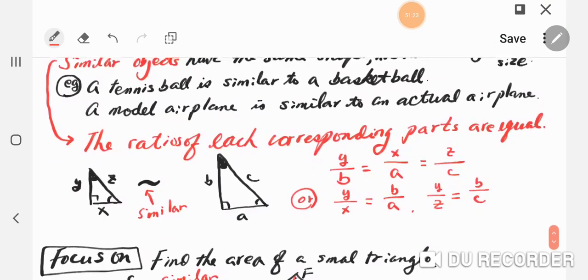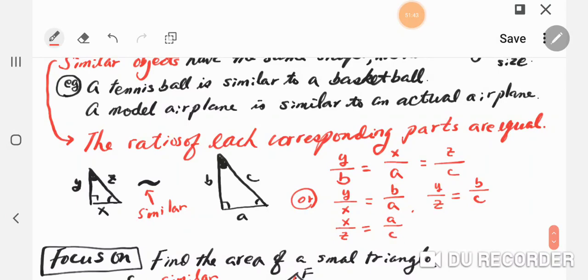We can make another equation. The ratio of the base to the hypotenuse. So x to the hypotenuse of the smaller triangle is equal to the ratio of the base to the hypotenuse of the larger triangle.